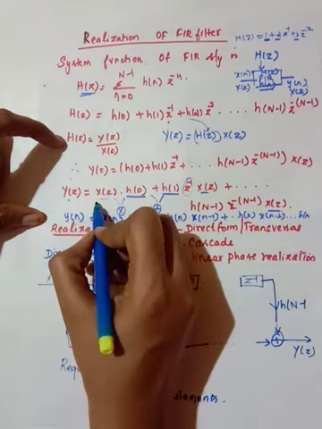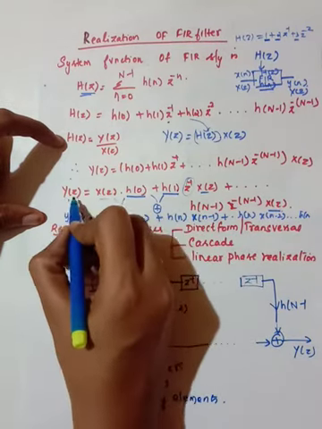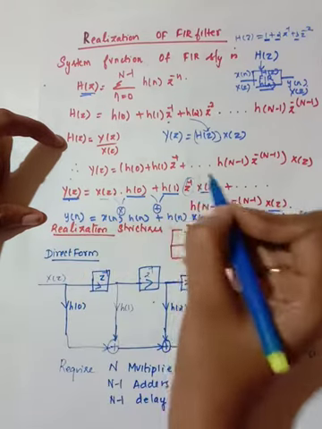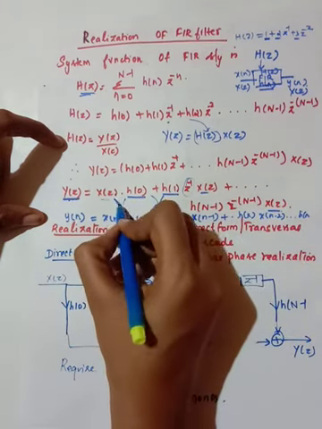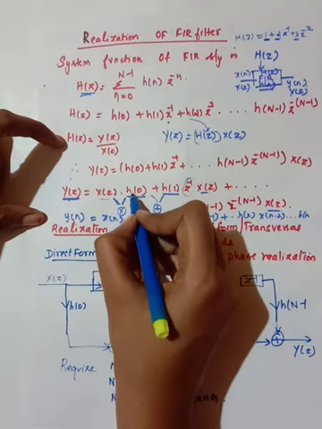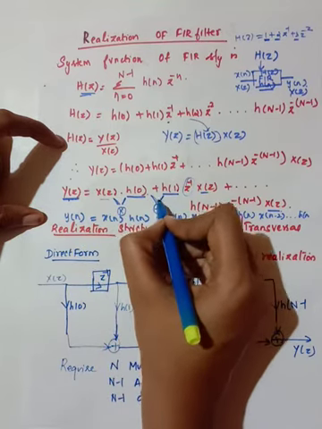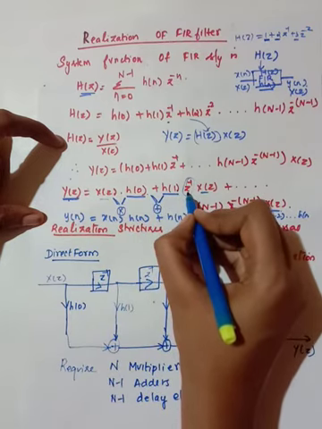Now if you want to realize this transfer function, to obtain this output, the operation you need to perform is to multiply your input with your impulse response h. So for this you need a multiplier. In order to perform the addition you need an adder, and you also require a delay element.